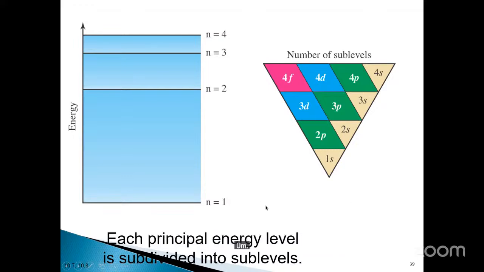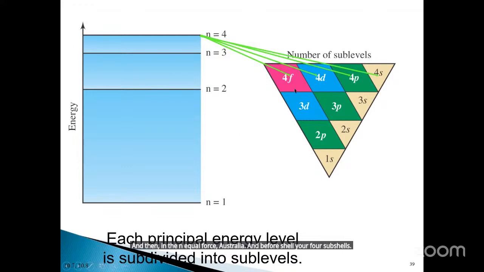Now, within each shell, you have what are known as subshells, right? Now, in the case of the first shell, there's only one subshell, and that is designated 1s. In the case of the n equal 2 shell, there are two subshells, 2s and 2p. And then in the case of the n equal 3 shell, you have three subshells, 3s, 3p, and 3d. And then in the n equal 4 shell, you have four subshells, 4s, 4p, 4d, and 4f. And it continues, but I won't go into the higher shells and their sublevels, all right?